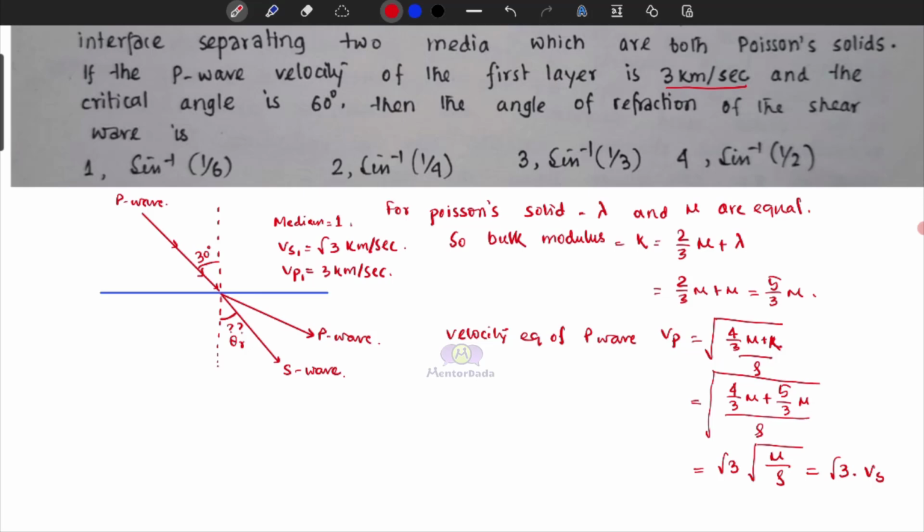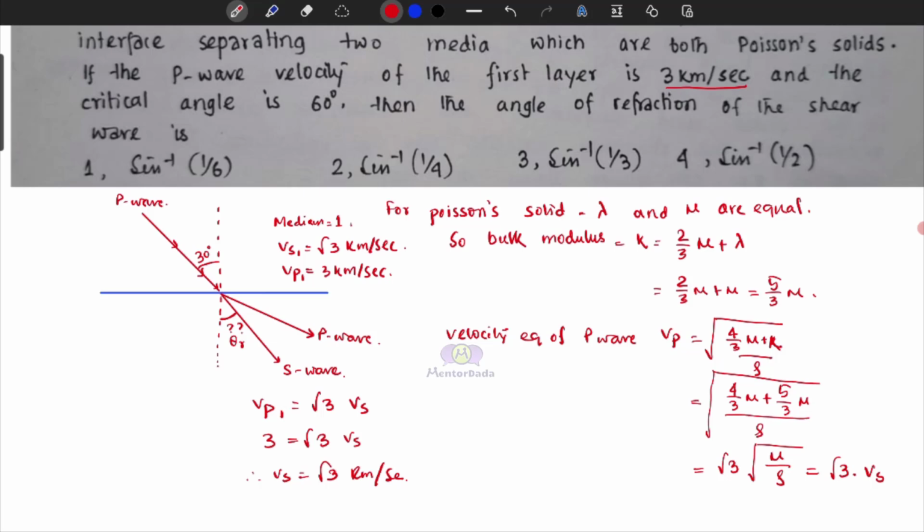Okay, so how has it been calculated? Let's see. Vp1 equals root 3 times Vs, as we know. As it is given, Vp1 is equal to 3, so 3 equals root 3 times Vs, therefore Vs equals root 3 kilometer per second.